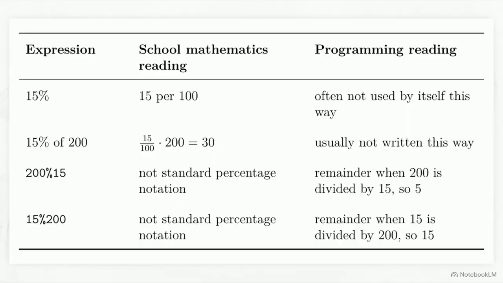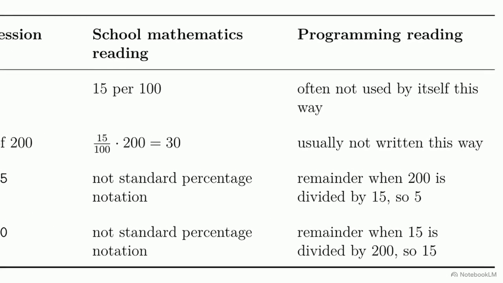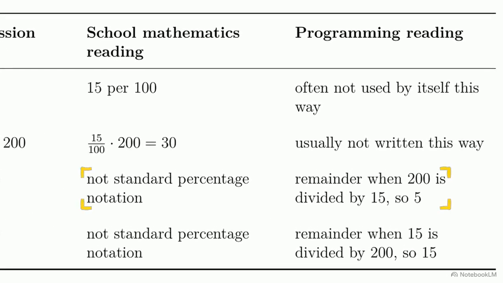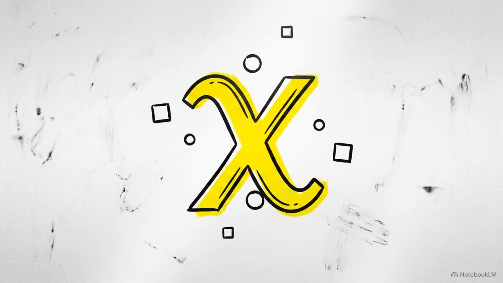When we compare these side by side, we see the proof. The exact same numbers and the exact same symbol can lead to two different answers, depending on whether you are at a desk or at a keyboard. This happens with other symbols too. Think about the letter X.